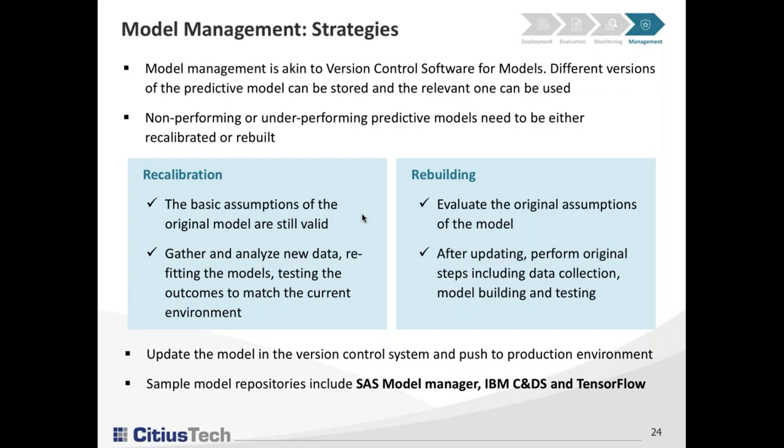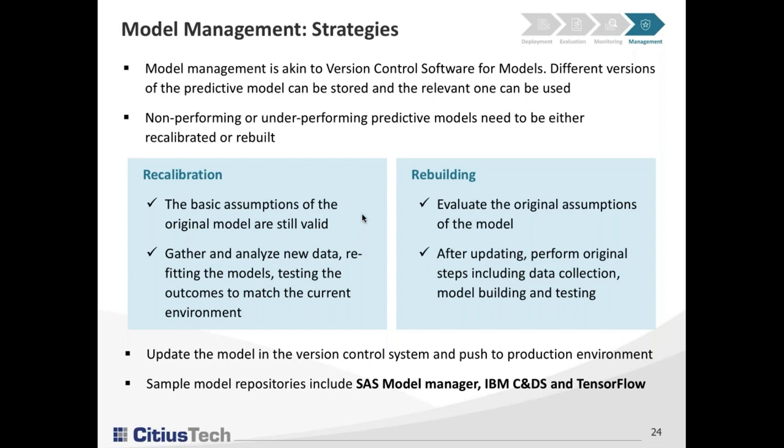So another way to think about model management is essentially to use version control for models. Different versions of the model can be stored within a model management platform for rollbacks or comparison between models. When they're underperforming, the models can be recalibrated, and they should be recalibrated when the underlying model assumptions are still valid, or you typically rebuild them when the underlying assumptions are invalidated. For example, with new business rules or updated data that contain additional dimensions that weren't used when the model was trained. So once the model is built or recalibrated, then it should be redeployed and updated in version control systems that get pushed into the production environment.